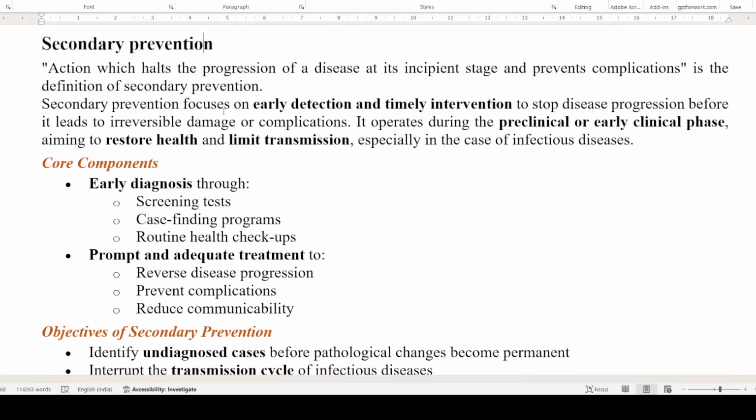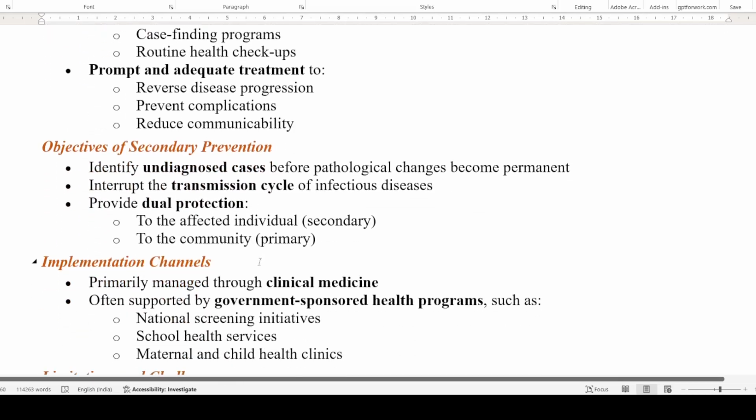So secondary prevention focuses on early detection and timely intervention to stop the disease progression before it leads to irreversible damage or complications. It operates through the preclinical or early clinical phase, and it aims to restore health and limit transmission if we are talking of infectious disease. So the components are early diagnosis and prompt treatment.